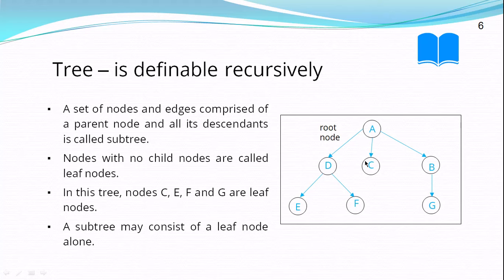This node doesn't have any children, so the subtree is actually C on its own. B, if you think about B with its child G, is a perfectly good subtree of the whole tree, in the sense that here's a node and here's its descendant. There's only one. So a subtree might actually consist of just a leaf node on its own.